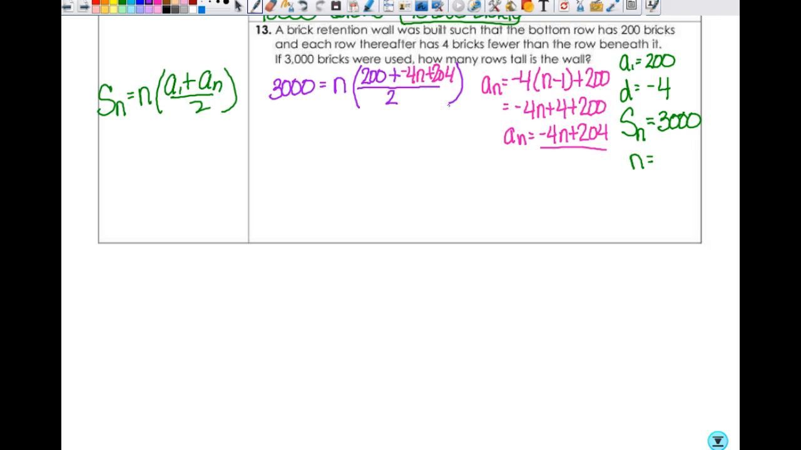So then I got to clean that up a little bit. I'm going to get 3,000 equals N times (-4N + 404)/2. So I can reduce that fraction. Mathematically, what's really happening is you got to factor something out of the numerator and reduce. But we can skip those steps. But you cannot just take 404 and divide it by 2, right? If there's addition there, you got to be able to divide everything by 2. So we get 3,000 is equal to N times (-2N + 202).